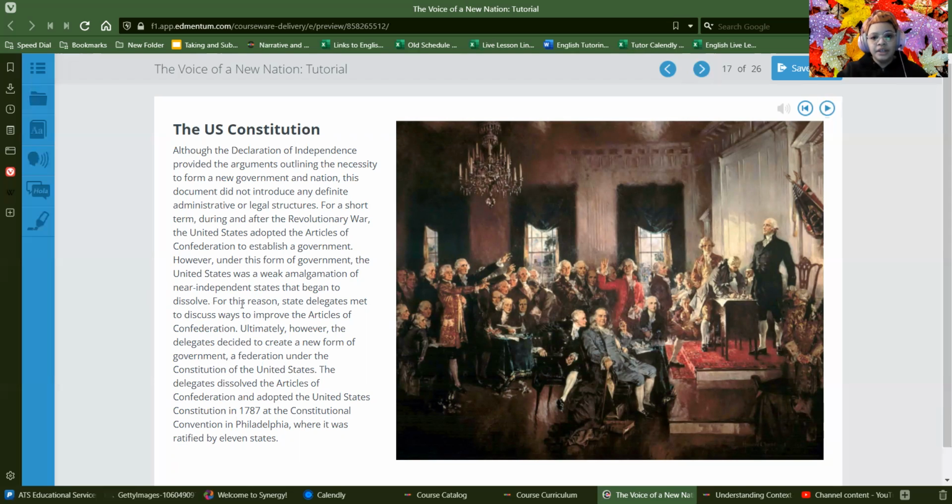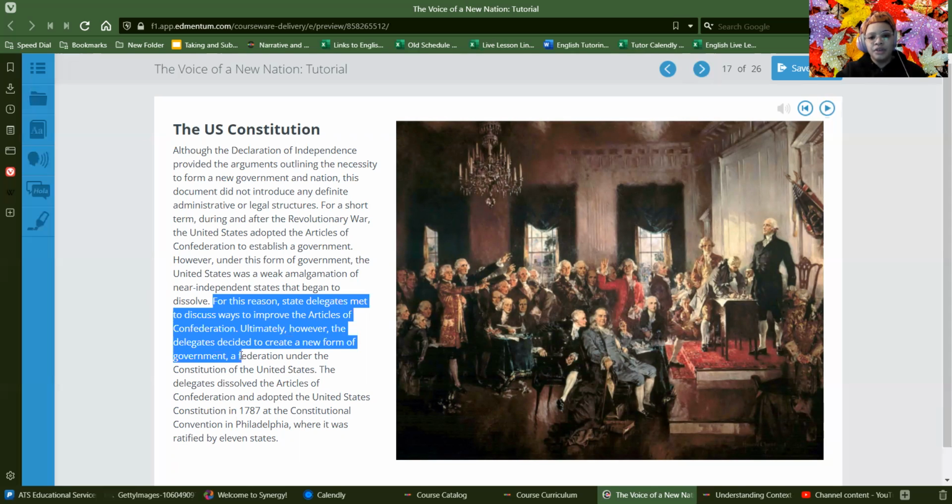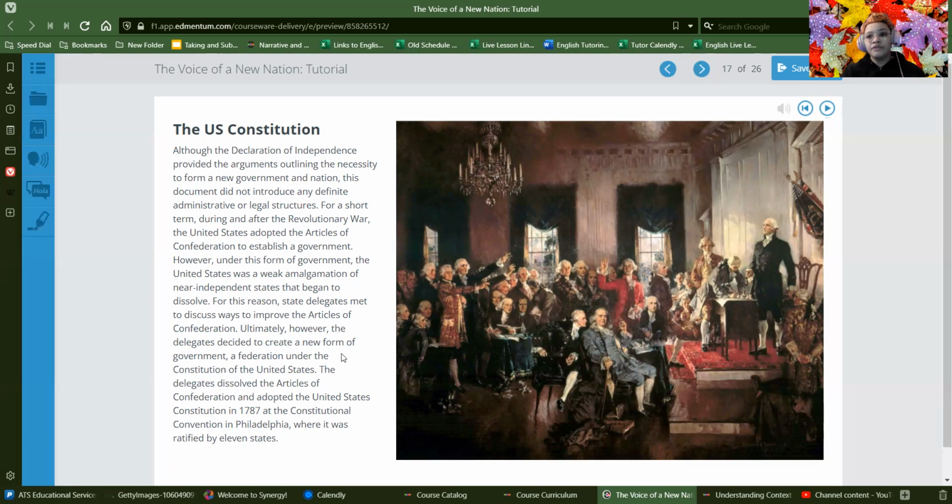So for this reason, state delegates met to discuss ways to improve the Articles of Confederation. Ultimately, they decided to create a new form of government, a federation under the Constitution of the United States. So then they dissolved the Articles of Confederation and adopted the US Constitution. And basically, they wrote things into the Constitution so that everyone would have to follow sort of the same rules.